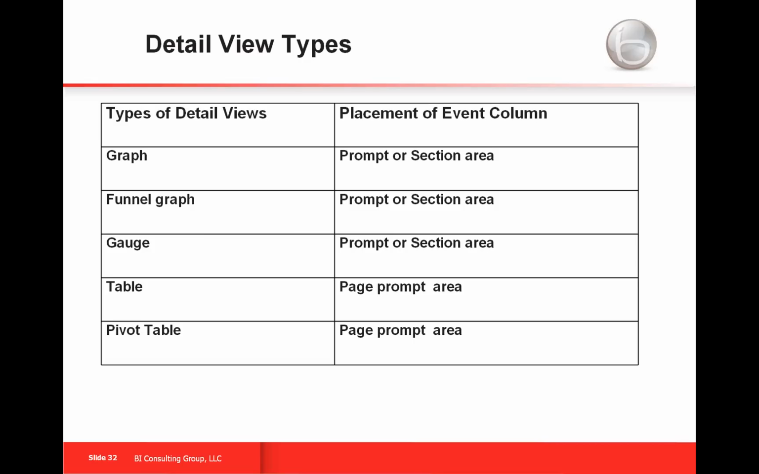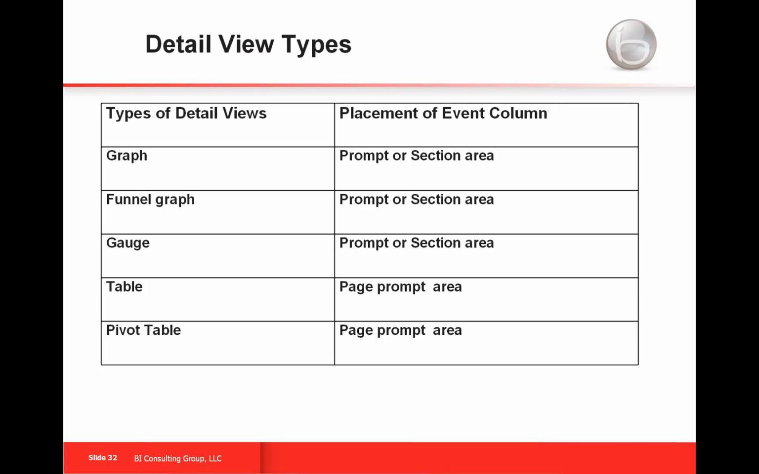The other thing is the placement of the event column. We were using the per name quarter. They have to be in a particular place and they have to be visible in order for the master detail view to actually work. So the placement is specific based on the type of view that you're creating. It's either going to be one or two places where table and pivot table are in the page prompt, and for anything else it's either going to be in the prompt or the section area.